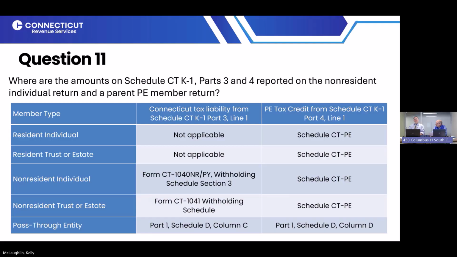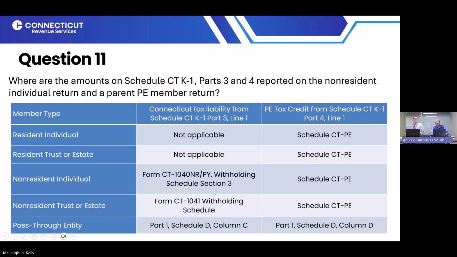For PE tax credits that are coming on the CT K-1, which would come from Part 4, Line 1, residents, individuals, trusts, or estates, and non-residents, individuals, trusts, or estates, they would all report that on their own respective Schedule CT-PE. For the pass-through entity, it would be reported on Part 1, Schedule D, Column D. There you go. There's the long and the short of it.